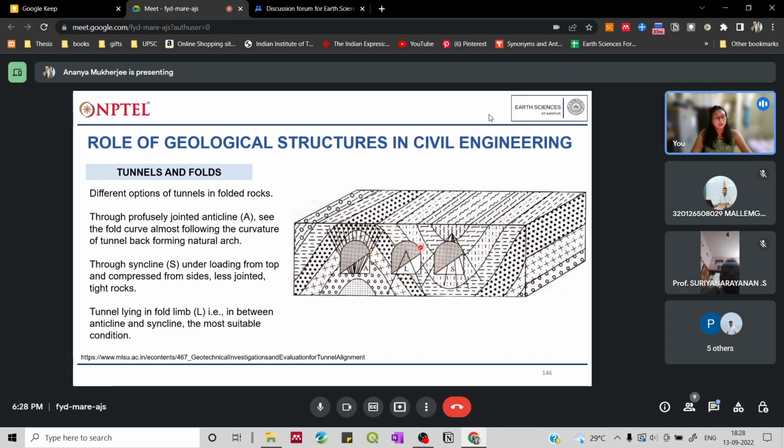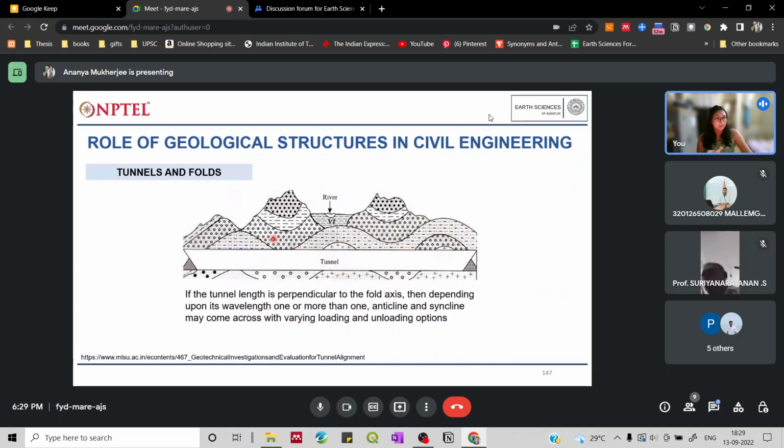Now suppose you build your tunnel through the limb, this is the limb of a fold, these are limbs of the fold. Over here, you can provide support on this wall, as we had seen before in the inclined beds. If you provide support and lining along this wall, you can give it support against the load that is being created by these inclined beds. So this would be most suitable when you are considering such a folded area geologically.